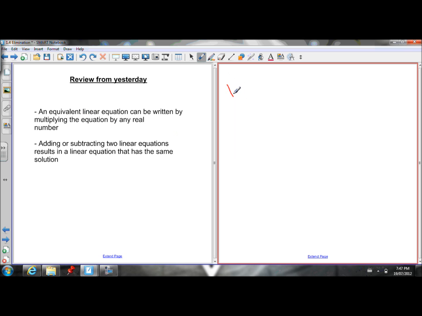So if I have y equals 2x plus 1, if I multiply this whole equation by 2, so multiply each term by 2, the resulting equation, 2y equals 4x plus 2, is equivalent. These are the exact same line. Those two lines are exactly the same. If you graph them, they'd be right on top of each other.